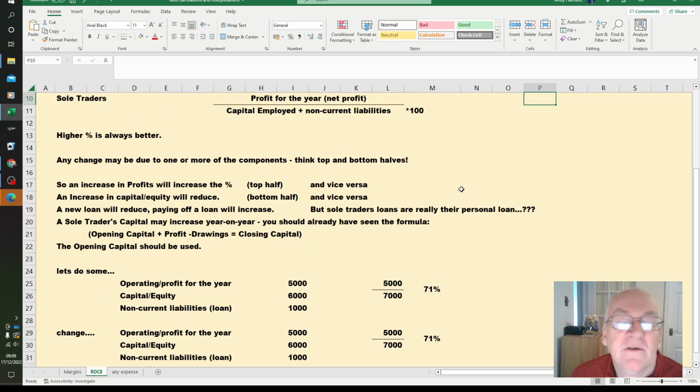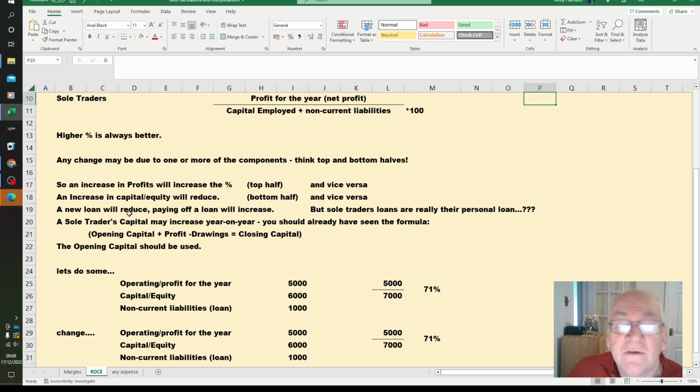So any change will be due to one or more of the components. So think top and bottom halves of the formula. It's either a change in the profit, the capital, or the loan, or anything else that's included in these figures. So an increase in profits, the top half, will increase the percentage. We'll do some calculations in a minute, and vice versa. Reduce your profits, less return on your investment. Increase in capital reduces the ratio, the percentage, the bottom half, and vice versa. So if you reduce the capital, maybe you made a loss the year before, ROCE can go up the following year.